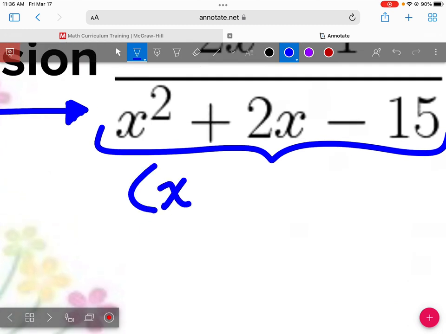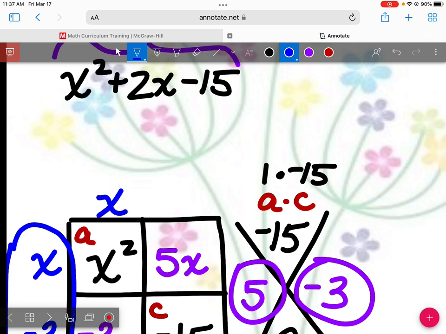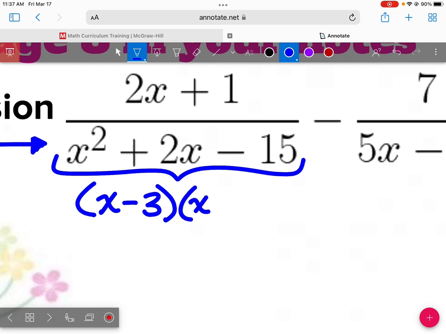This times something else will give me that denominator. My columns are going to give me that other factor. X squared and negative 3x: X. 5x and negative 15: 5. Positive or negative 5? Why is it a positive 5? Because the 5 is positive. If I multiply x minus 3 and x plus 5 together, I get that original denominator.